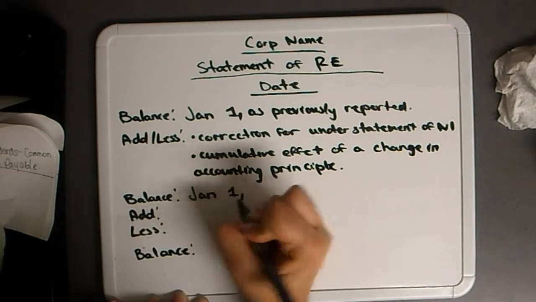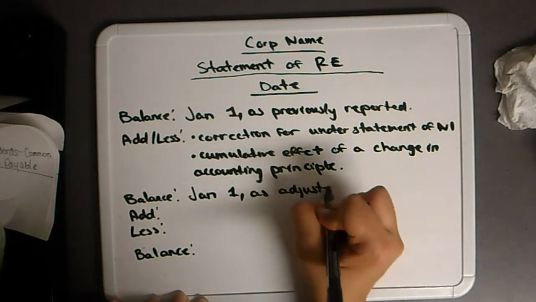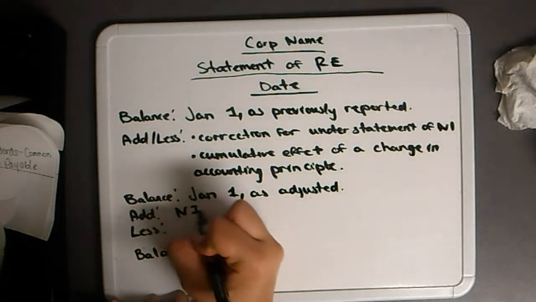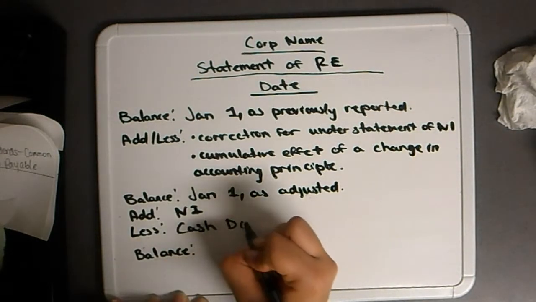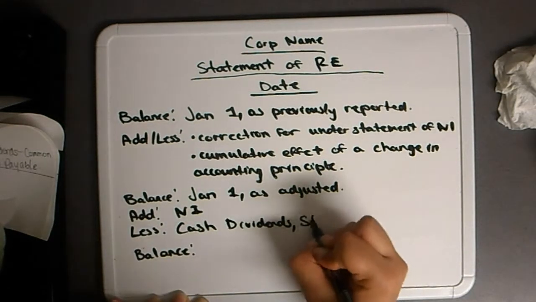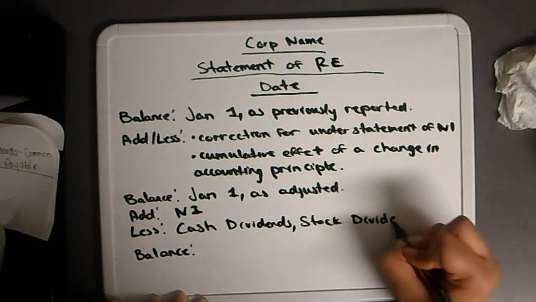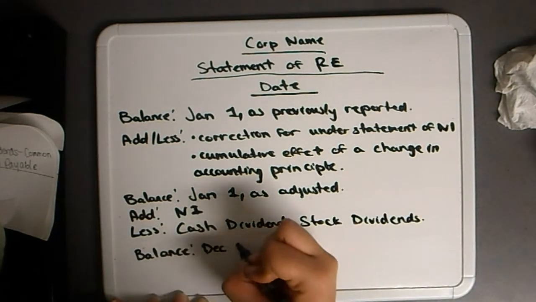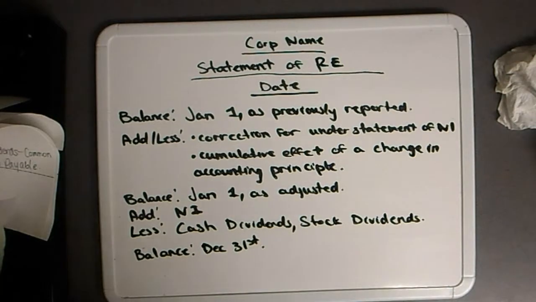After making corrections, you write the January 1st adjusted balance. On the fourth line, you add net income. On the fifth line, you subtract cash and stock dividends paid out to shareholders. On the last line is the balance of retained earnings at the end of the period.